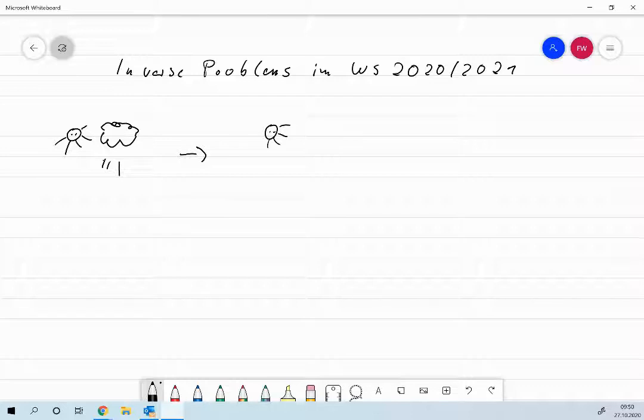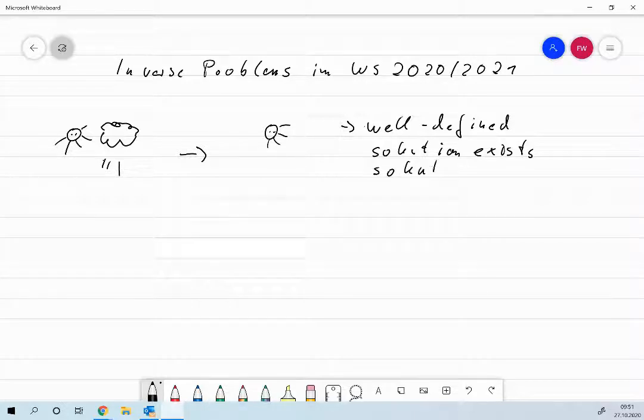No matter what the weather is today, there will be a weather tomorrow. Also that weather will be unique. So that operator is in fact well defined. So we have, in a way, it's injective. The operator is well defined in the sense that a solution exists, and that solution is unique.